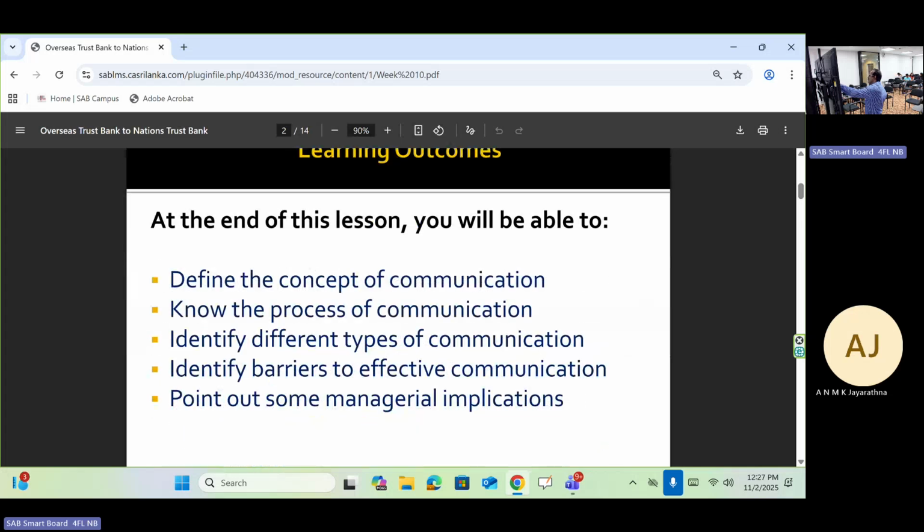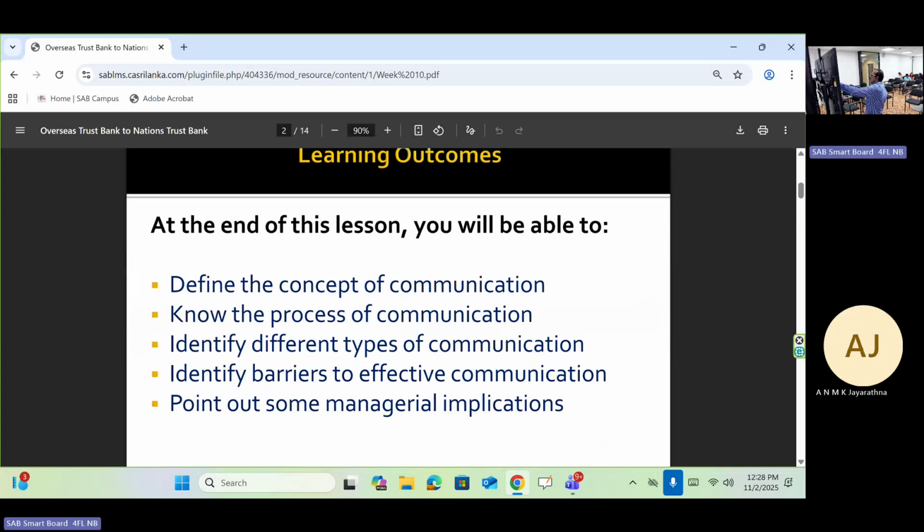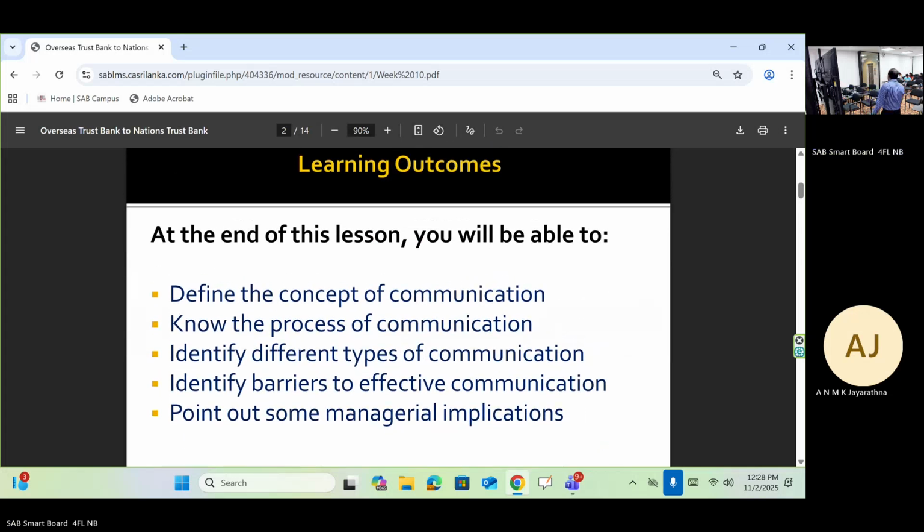Most problems are because of poor communication, inappropriate communication. Right. Then today we will know some elements of it, different types of communication, and how to improve its effectiveness. Finally, we will identify some learning points, aims for managers.